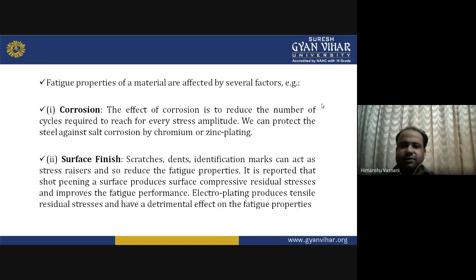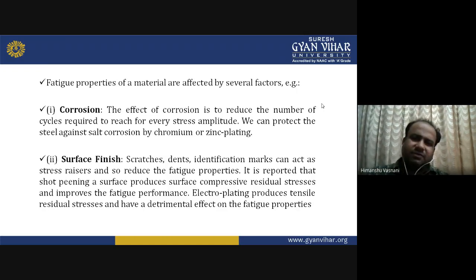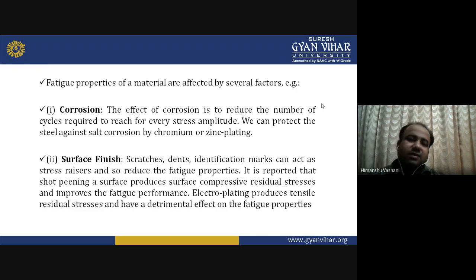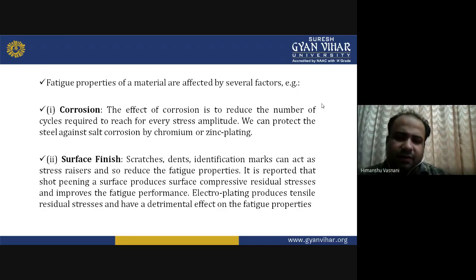Then surface finish. Scratches, dents, and identification marks can act as stress raisers. These can increase the stress and so reduce the fatigue properties. So it is important that shot peening, a surface treatment producing compressive stresses, improves the fatigue performance. Electroplating produces tensile residual stresses and has a detrimental effect on fatigue. So we can go with that also.